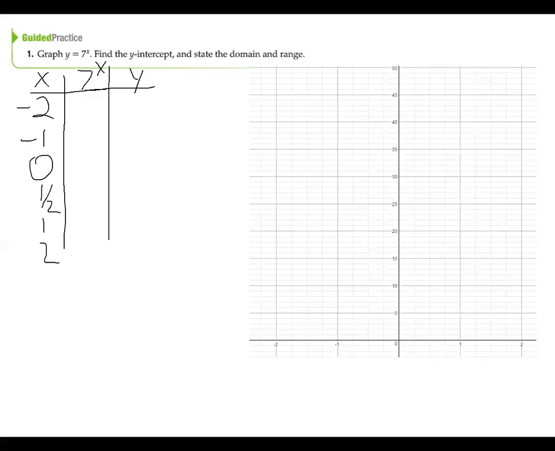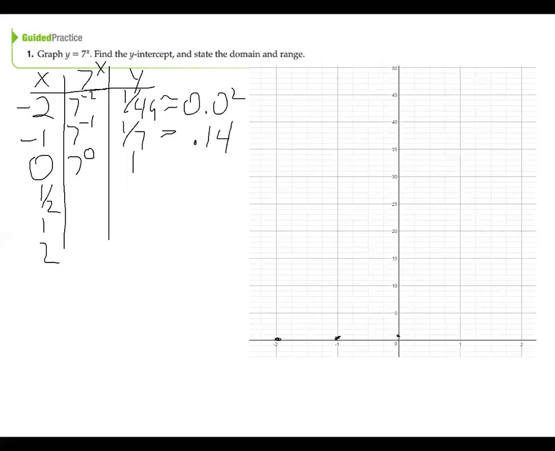Now, if I put in -2, you get 7 to the -2, which is 1 over 49, which is about 0.02. So that's really close to 0, but not quite. If I put in -1, that's 1 over 7, which gives me about 0.14, which again is really close to 0. If I put in 0, 7 to the 0 is 1, so it crosses right here at 1.